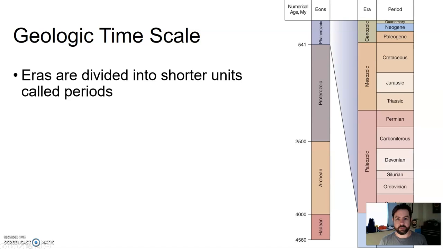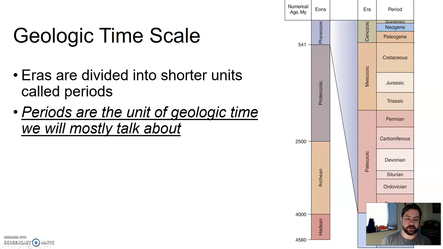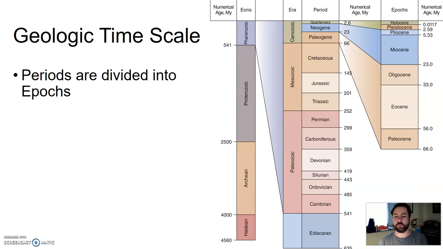So we have eras divided into these shorter units called periods. And I mentioned this, but periods are the unit of geologic time we will mostly talk about in here. Talking about rocks, talking about fossils, we'll use these terms. Quaternary, Neogene, Paleogene, Cretaceous, Jurassic, Triassic, Permian, Carboniferous, sometimes broken down into the Mississippian and Pennsylvanian, Devonian, Silurian, Ordovician, Cambrian. Sometimes Paleogene and Neogene are combined to be called the Tertiary. So it's these periods that of anything on the geologic time scale we will probably use more often than not.